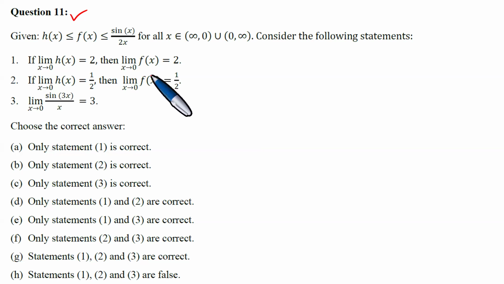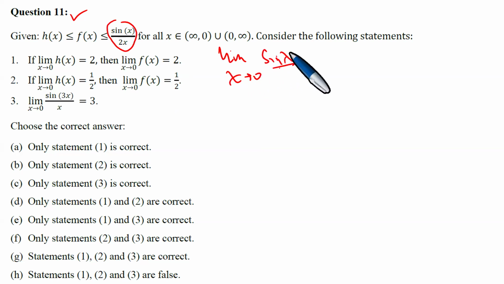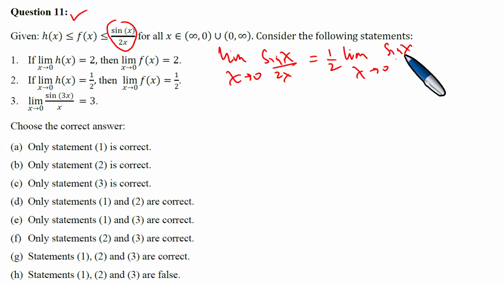Well, obviously, we're able to first and foremost check the limit of this one. So we have the limit as x approaches 0 of sine x over 2x. You can pull out 1/2, meaning you have the limit as x approaches 0 of sine x over x, and this limit is 1/2. Okay, take a look at this.